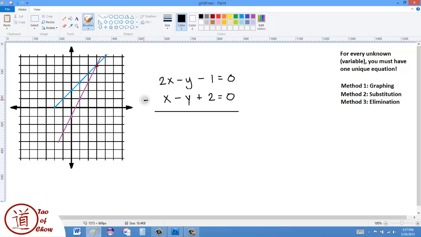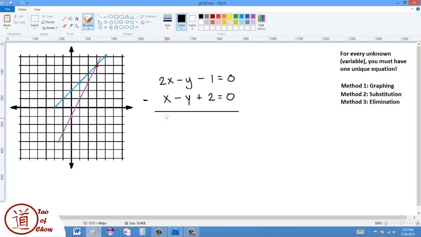My goal in adding or subtracting is to try and eliminate one of these variables. I can't really eliminate the x because the x is not the same, so there's no way I could do that in this case, and I'll show you how to do it if it's not the same in just a moment. But the y's are the same, so I'm going to subtract them.